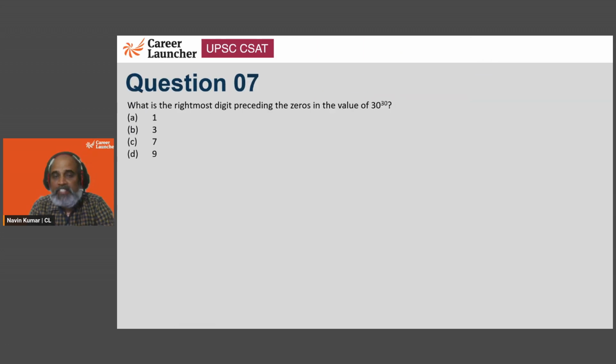Next, what is the rightmost digit preceding the zeros in the value of 30 raised to 30? Well, these zeros come from the 0 in the base. So if we ignore them, the question simply asks: what is the rightmost digit of 3 raised to 30? Well, 3 raised to 30 can be written as (3 to the power 4) whole to the power 7, into 3 square, since 4 into 7 is 28.